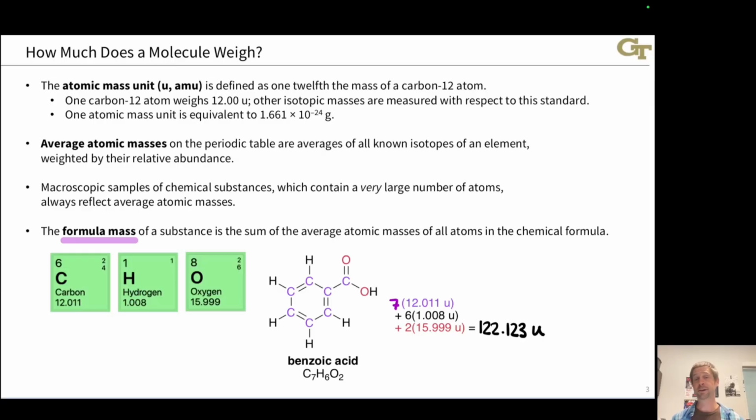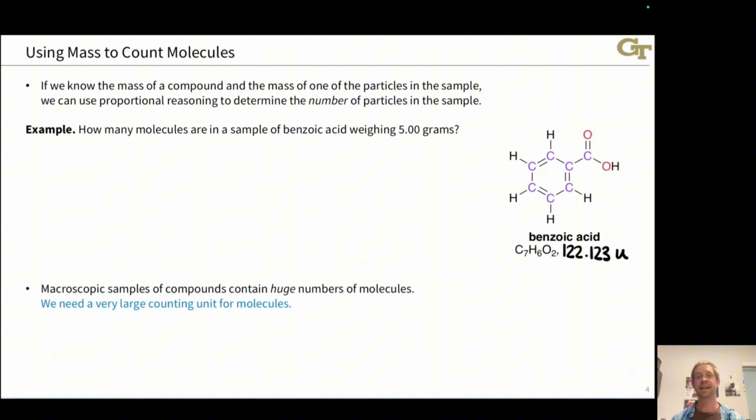One thing to point out here is this is still an extremely tiny mass, right? We're taking 1.661 times 10 to the negative 24 grams and multiplying that by 122. That's extremely, extremely light still, right? We're talking about the mass of a single molecule of benzoic acid on average in a macroscopic sample of benzoic acid.